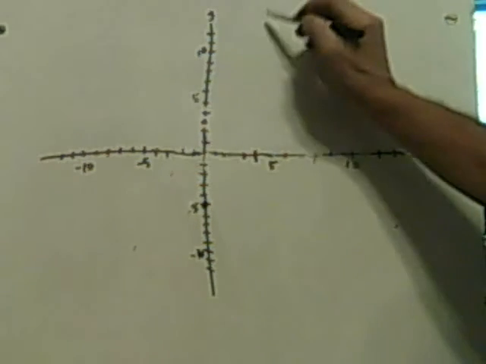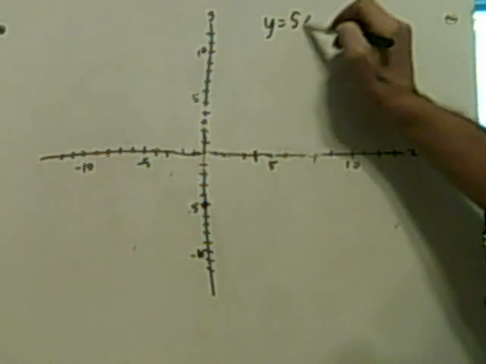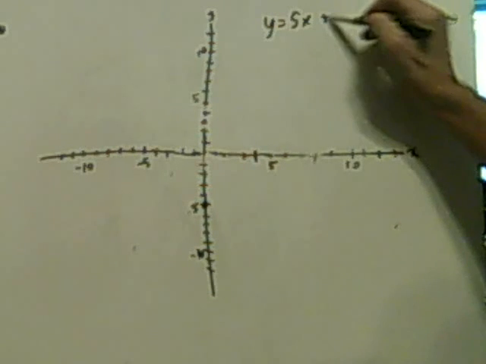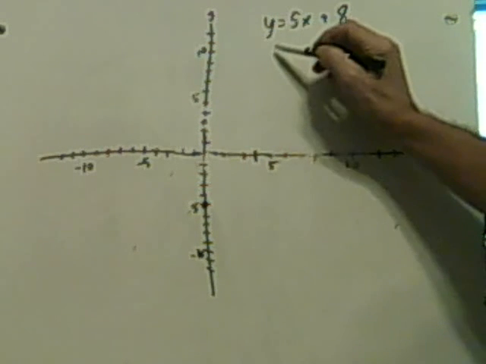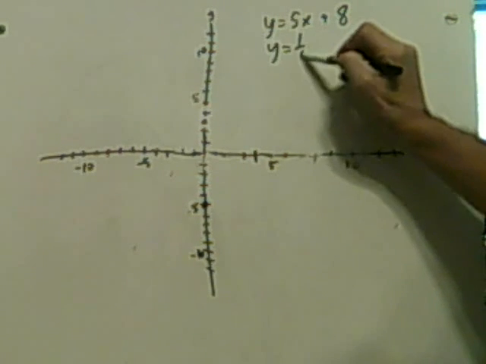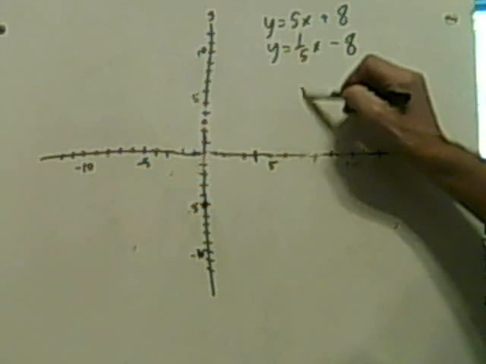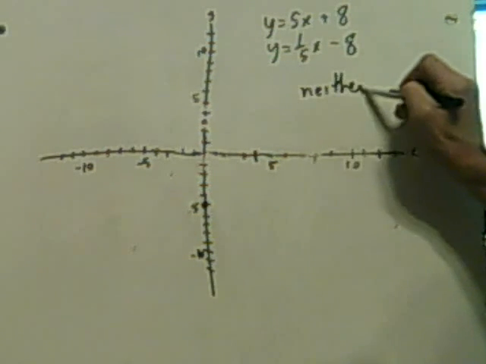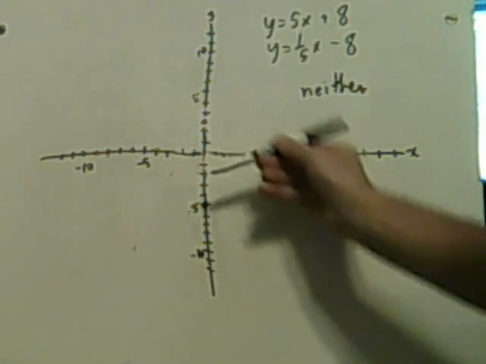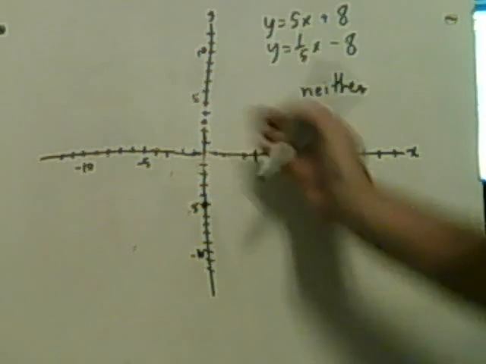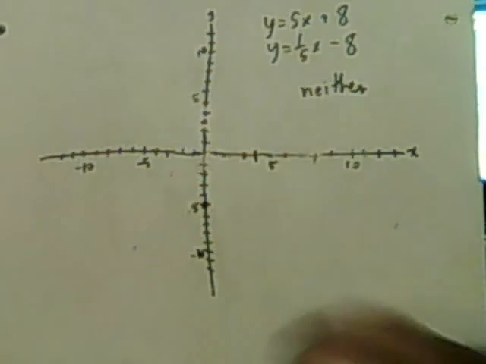And now the last one of the day is number 60. y equals 5x plus 8, and y equals 1/5 x minus 8. This is another one where it's going to be neither, because the slopes are reciprocal, but they're both positive, and they're both pointing in the same direction, so it's not going to be perpendicular. So that's neither. And that is all of the ones for today.